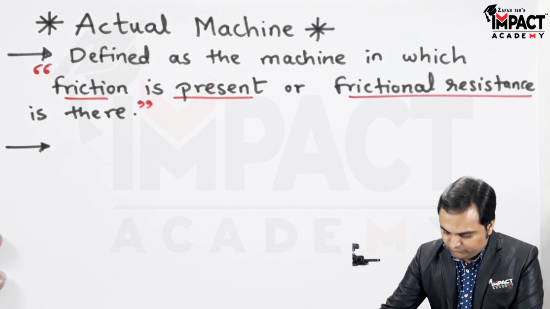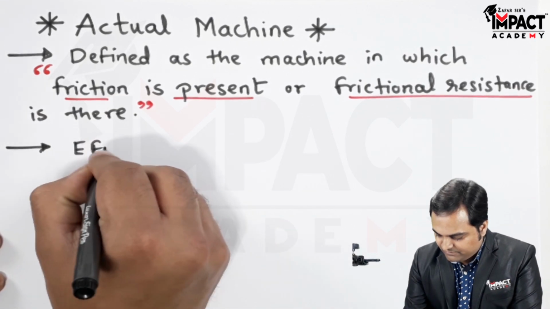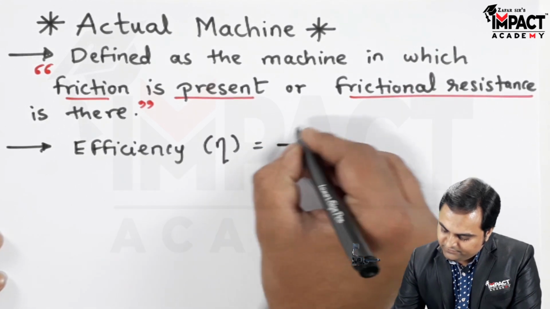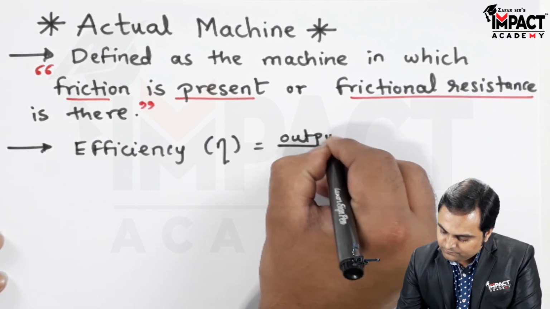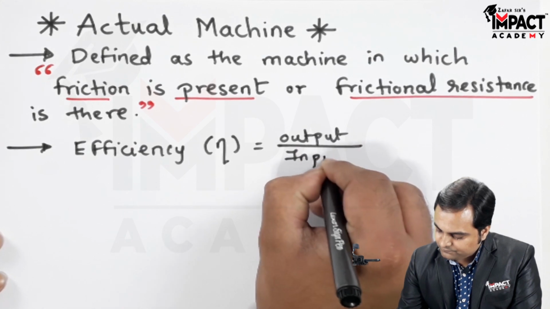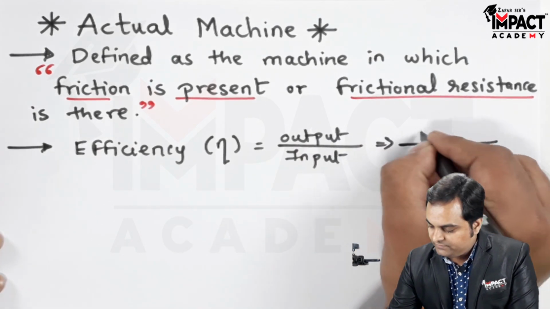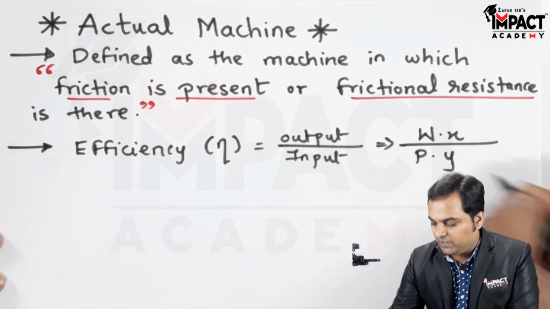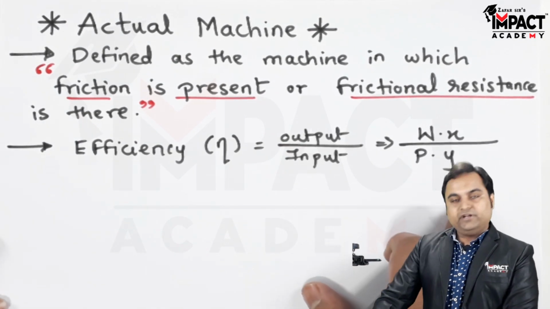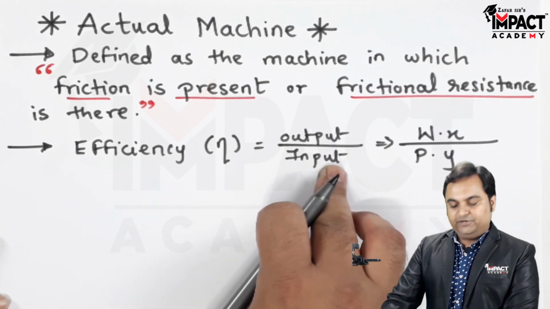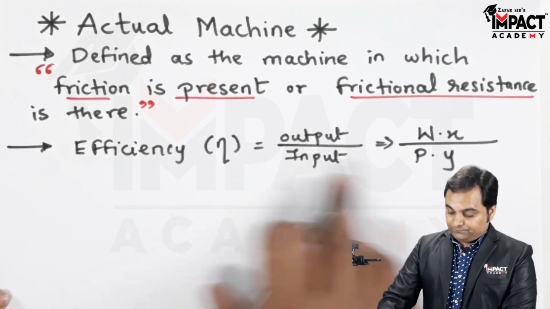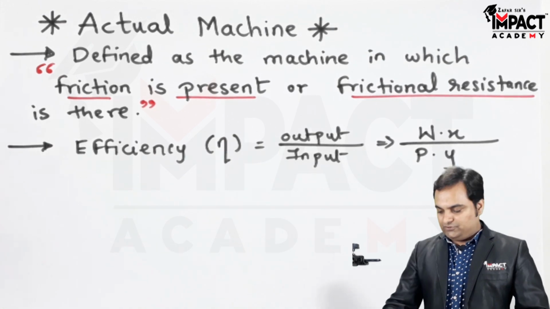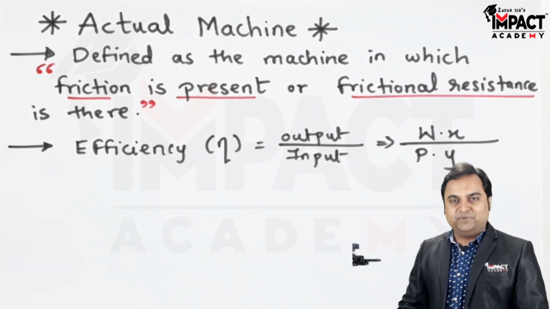So here I can write down, for an actual machine efficiency is given by, since it is output upon input, output is W into X and input is P into Y, and for this you all can refer to my videos on output and input, in which I had explained how these terms come from. The links of these videos would be provided in the description below.